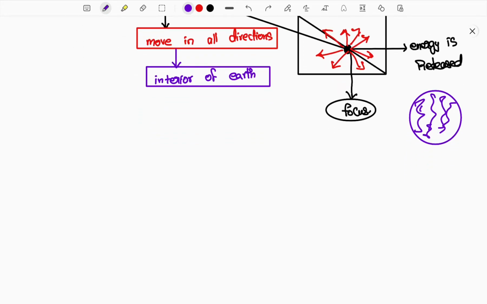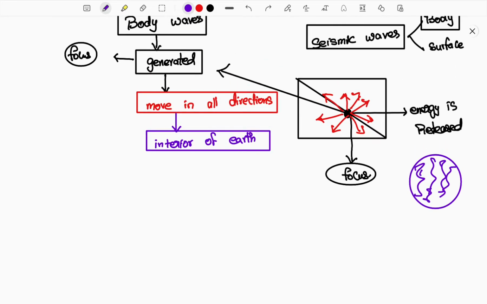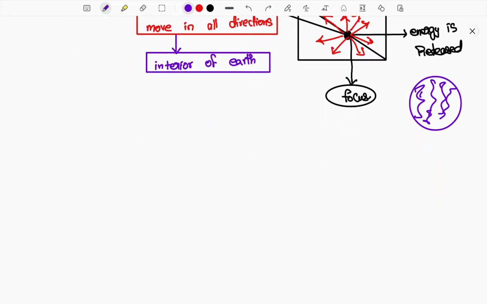Now you would have understood the definition, how the body waves are generated and how they travel, everything in detail. Now there are two types of body waves. What are they? One is P waves, and the other is S waves.